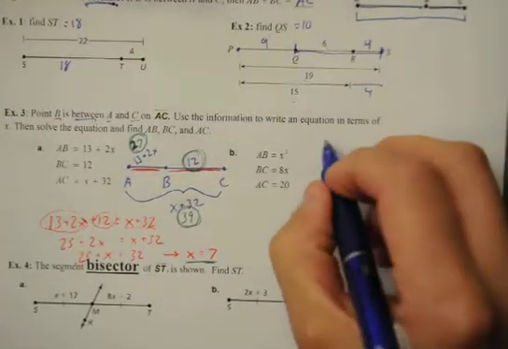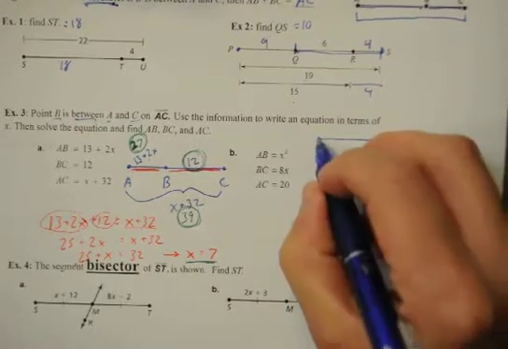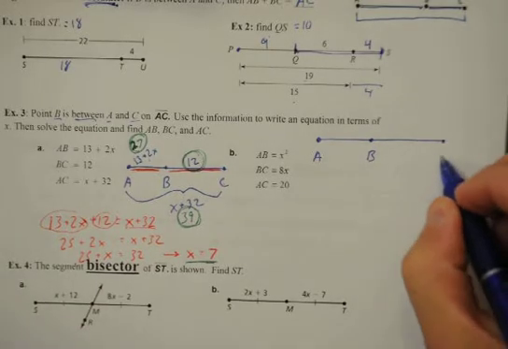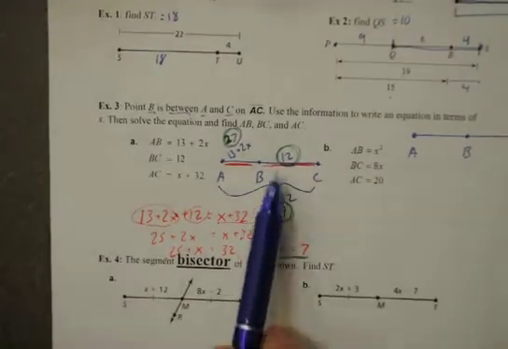Next, this one's going to be just a little different. Same setup. You have A, B, and C. Oh, by the way, was this diagram drawn to scale?